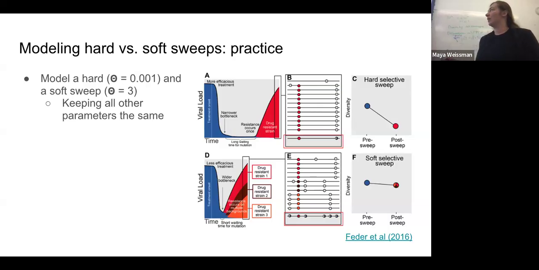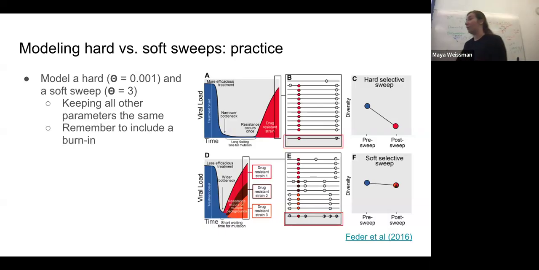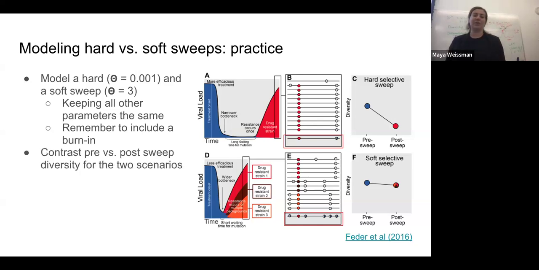Run it once with a theta of something very small like 0.01 or 0.001, and once with a much higher theta of like 1 to 3. Remember to include a burn-in, because if you don't include a burn-in, you're not going to have any sort of diversity pre-sweep. It's just going to appear as soon as you start.